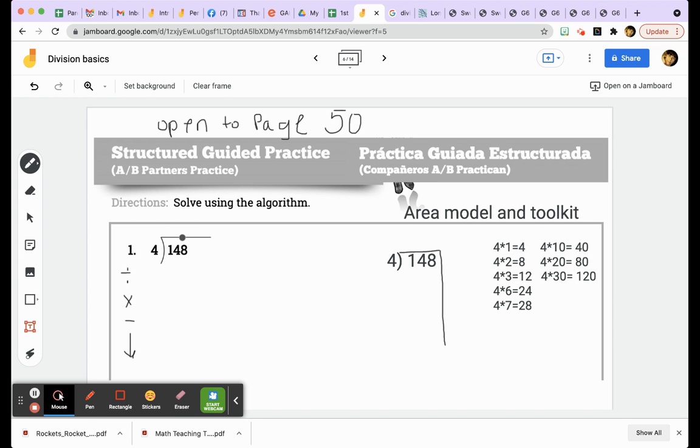So I want you to copy down the steps for division under the example given here. And then you have a lot of workspace here. I want you to rewrite this using the area model and write your toolkit. Pause the video here until everyone has completed this step.